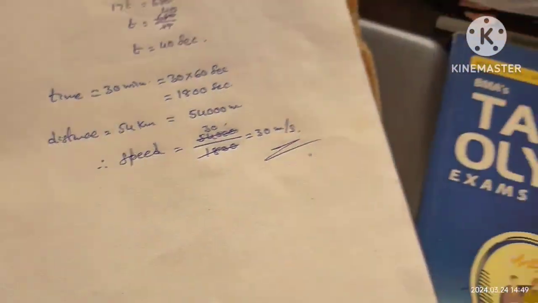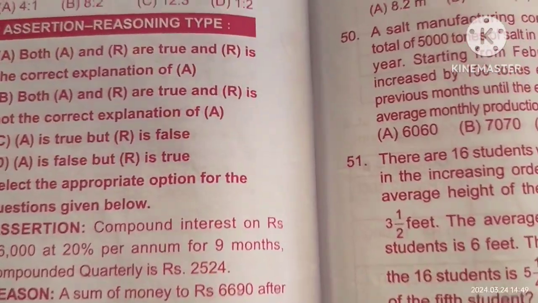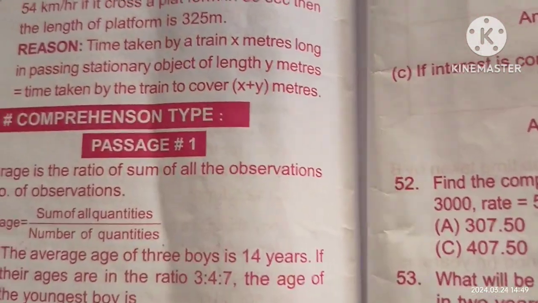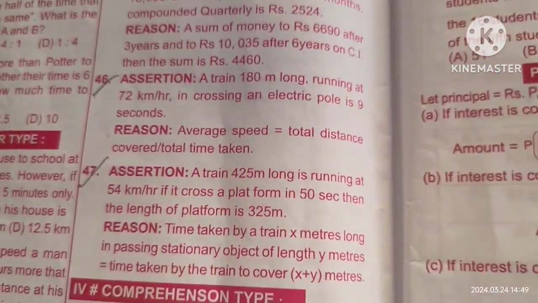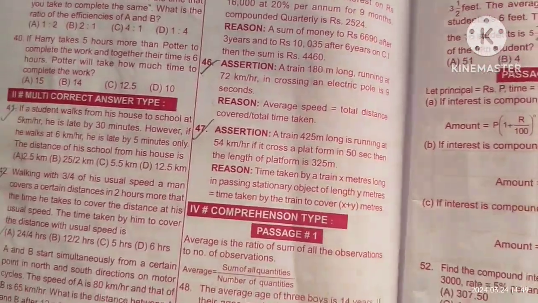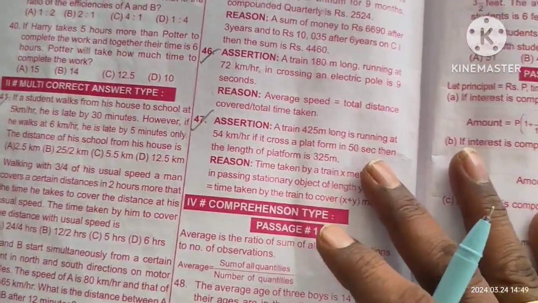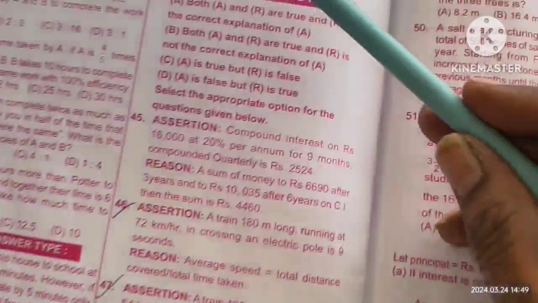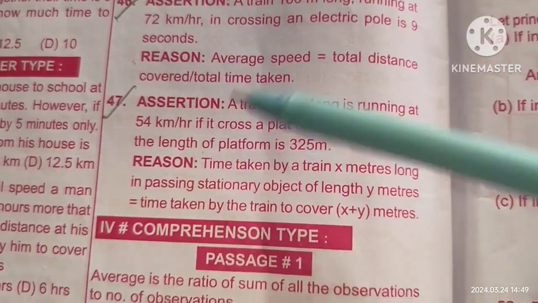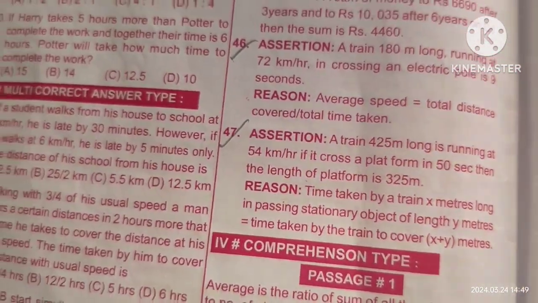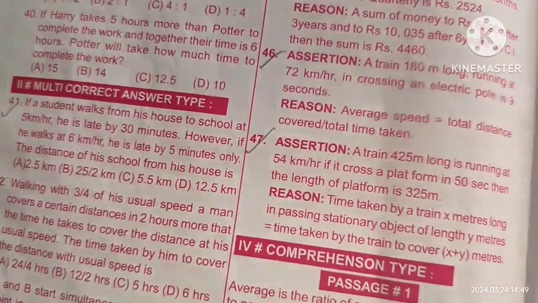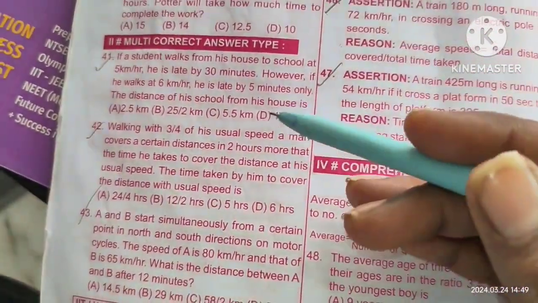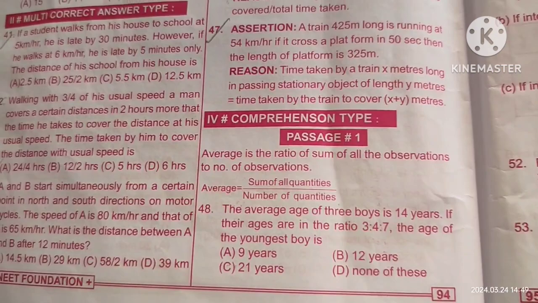And here you can see question number 44 and questions 46 and 47. The two are also about time and distance. Oh sorry, here also some are there: 41, 42, 43, 44, 46, 47. So they are also related to time and distance. So try them. Try the questions. All are the same model questions. Okay. Thank you.